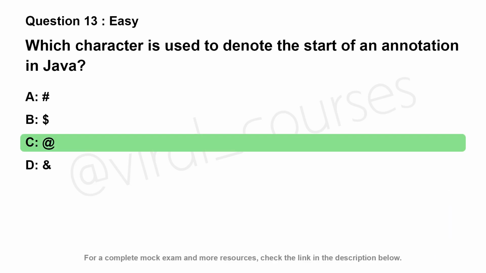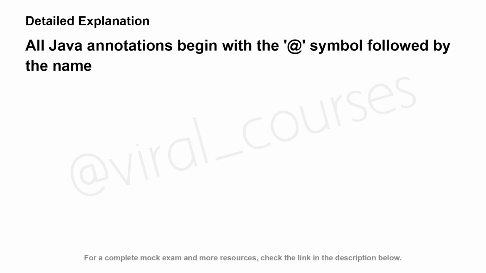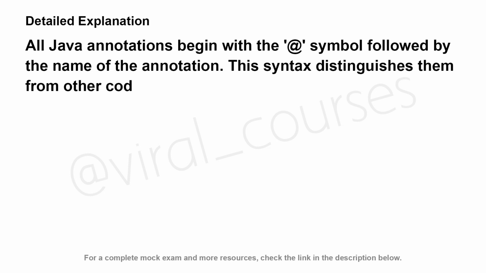The correct answer is C. All Java annotations begin with the @ symbol followed by the name of the annotation. This syntax distinguishes them from other code elements like variables or keywords.